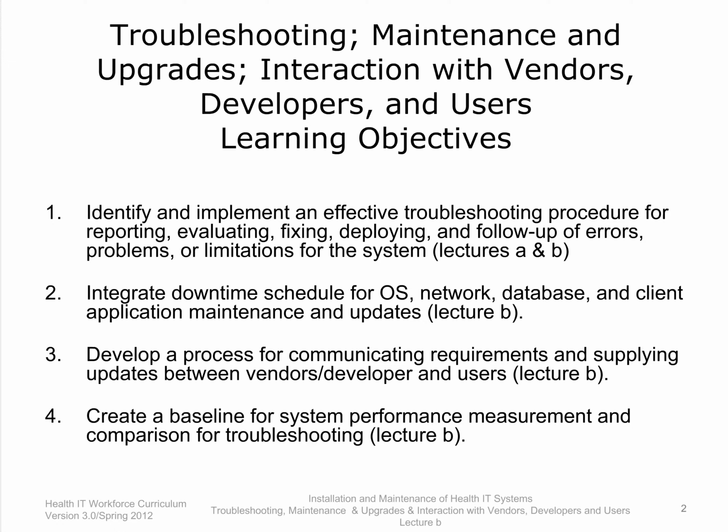In the first part of our lecture, we discussed some IT support infrastructure strategies seen in many of today's healthcare institutions. In the second part of our lecture, we will discuss troubleshooting maintenance and upgrade strategies, as well as the importance of creating a baseline for measuring system performance. Finally, we will talk about interactions between vendors, developers, and users, and the importance of developing a process for communicating requirements and supplying updates. We will briefly discuss the importance of client-vendor relationships and offer some suggestions for ensuring a healthy and long life together.